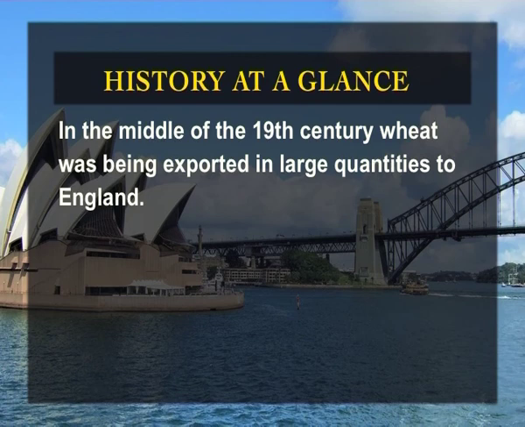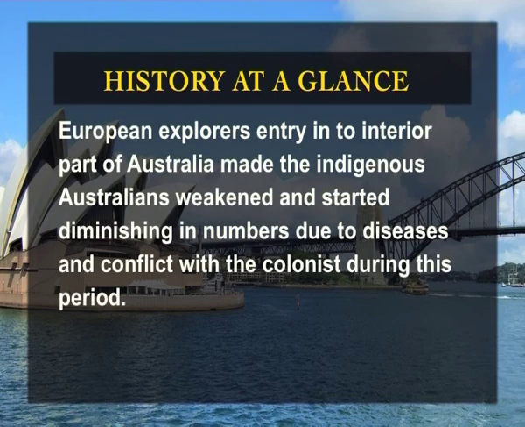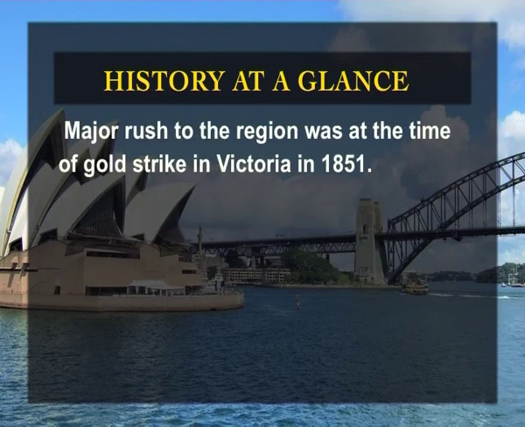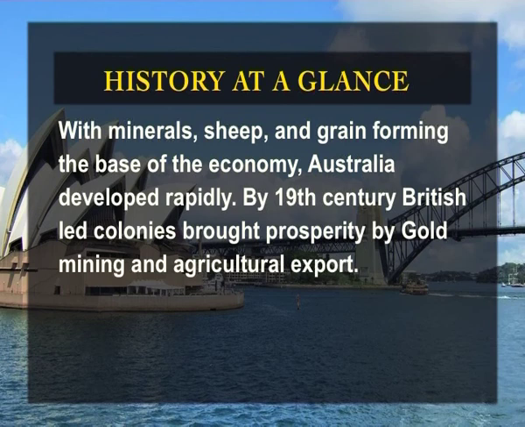In the middle of the 19th century, wheat was being exported in large quantities to England. European explorers' entry into the interior of Australia weakened the indigenous Australians, who started diminishing in numbers due to diseases and conflict with the colonists during this period. The major rush to the region was at the time of the gold strike in Victoria in 1851. With minerals, sheep and grain forming the base of the economy, Australia developed rapidly. By the 19th century, British-led colonies brought prosperity through gold mining and agricultural export.